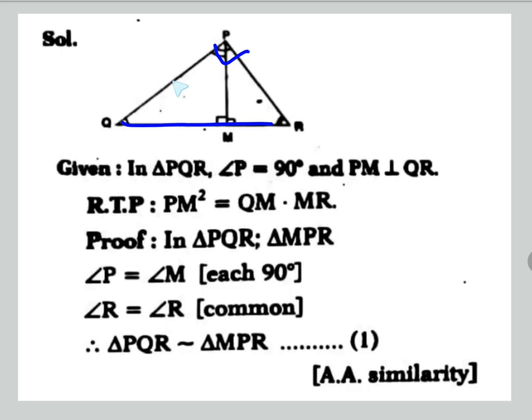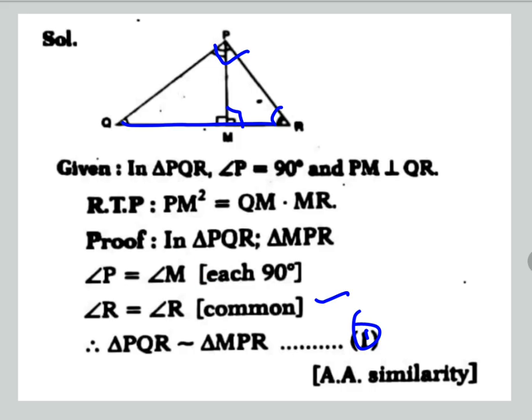From PQR, angle P is equal to 90 degrees. And in PMR, angle M is also 90 degrees. And angle R is common to triangles PQR and PMR. So with respect to the angle condition, PQR and PMR both are similar triangles. This is number 1.